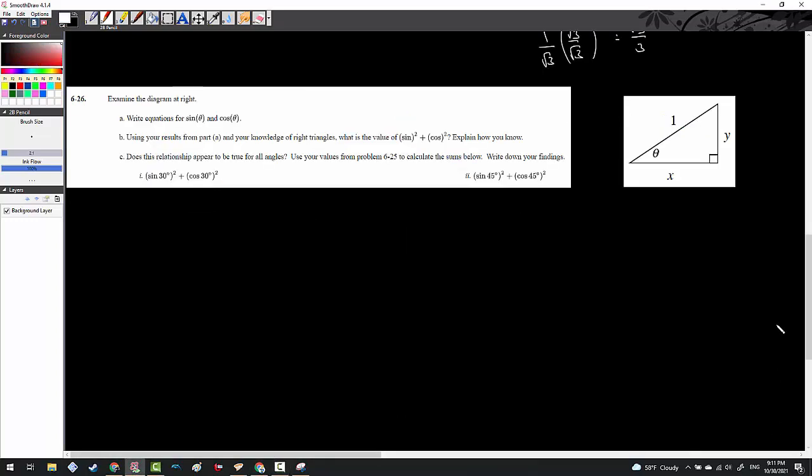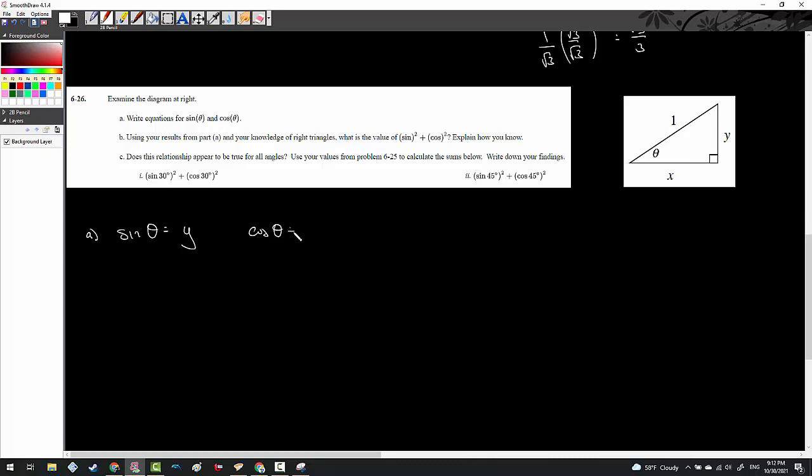All right, in 6-26 here, we're going to examine this diagram at the right, which is the right triangle with dimensions x laterally, y vertically, and 1 hypotenusely. It says write an equation for sine theta and cosine theta. So I know that in A, sine of theta is going to be the opposite over the hypotenuse. So that's going to be y over 1, or just y.